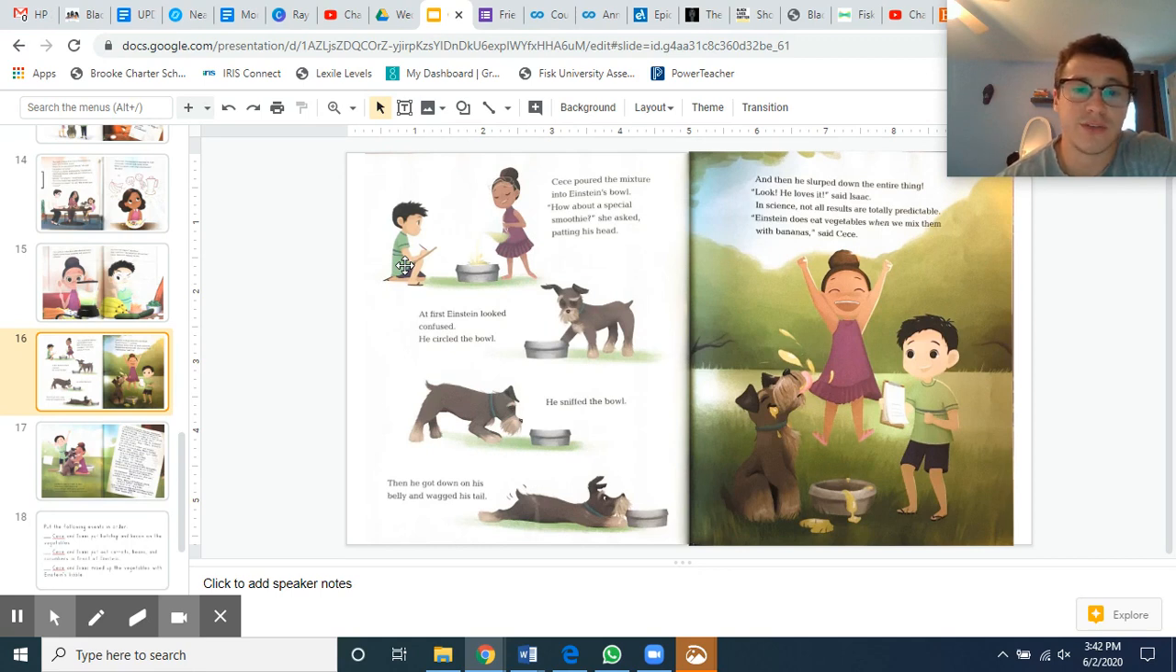At first, Einstein looked confused. He circled the bowl. He sniffed the bowl. Then he got down on his belly and wagged his tail. And then he slurped down the entire thing. "Look, he loves it," said Isaac.